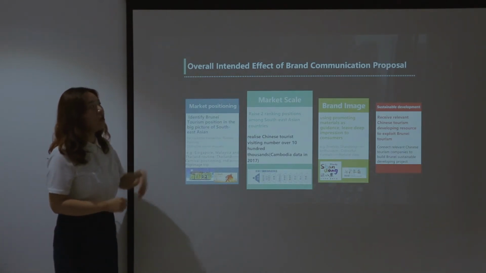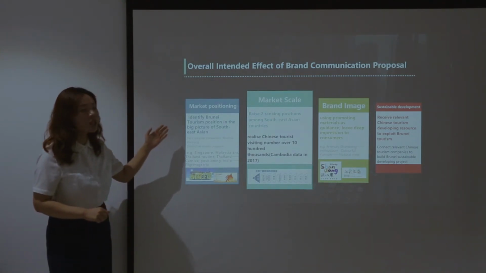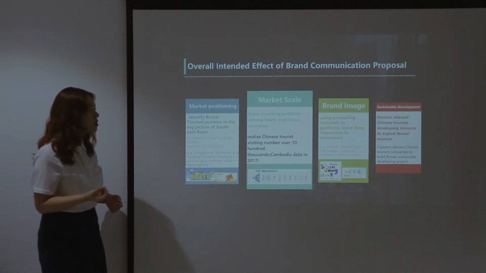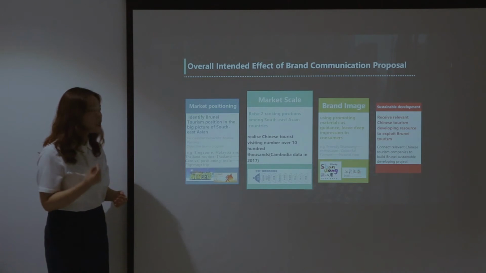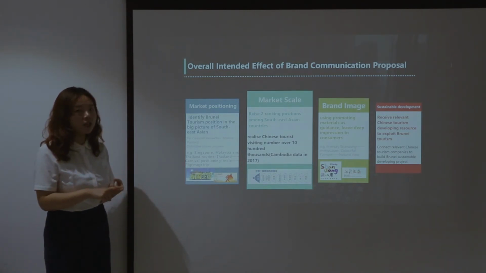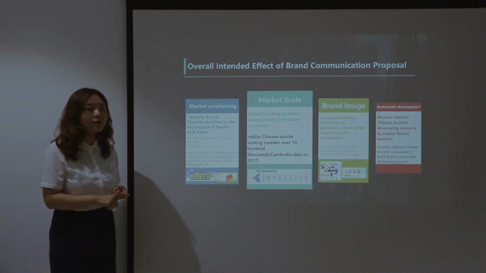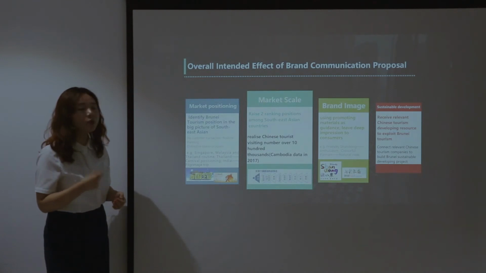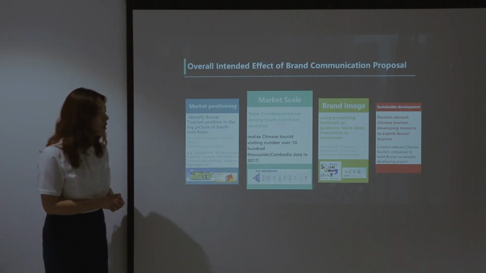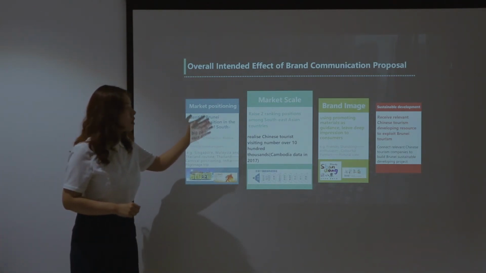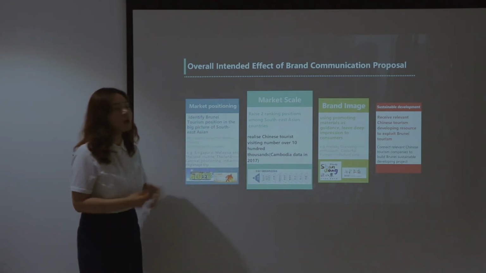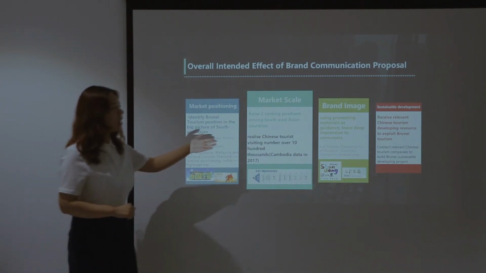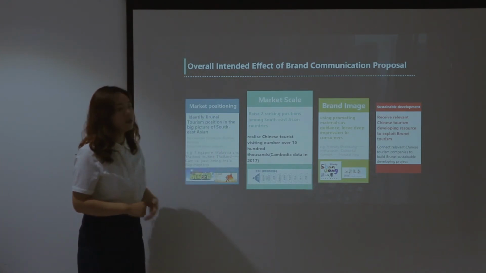So the overall intended effect of the brand communication proposal, for market positioning: identify Brunei's tourism position in the big picture of Southeast Asia. Per customer transaction routine planning and distinctive tourist programs, for example the Singapore, Malaysia and Thailand routine. Hopefully in the future we will have one routine designed specifically for Brunei, like the Thailand carnival positioning and the India pilgrimage trip. For market scale, we will try to raise 2 ranking positions among Southeast Asian countries, which means bringing 1 million tourists per year, realizing Chinese tourist visits of over 100,000.